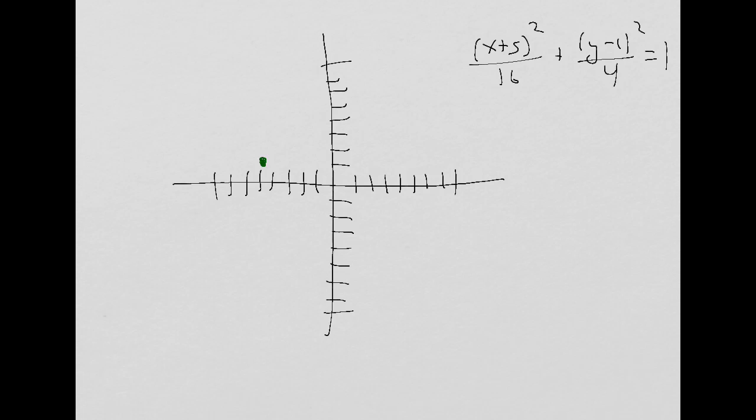Okay, so we got the center at negative 5, comma 1. And a is going to equal 4 here, so that means we're going to go 4 units to the right and 4 units to the left. We're going to go 2 units up and 2 units down. So we got this football, I guess, that's just laying on its side, essentially, or this oval.